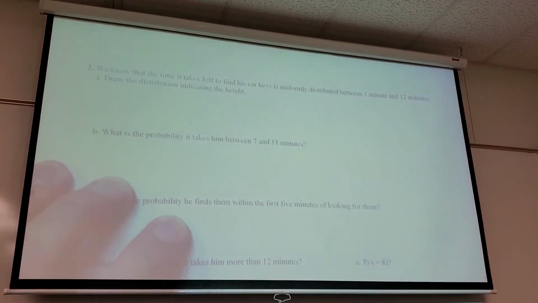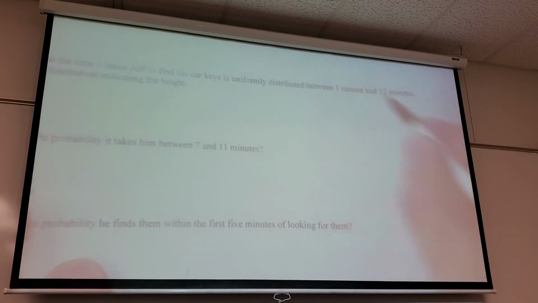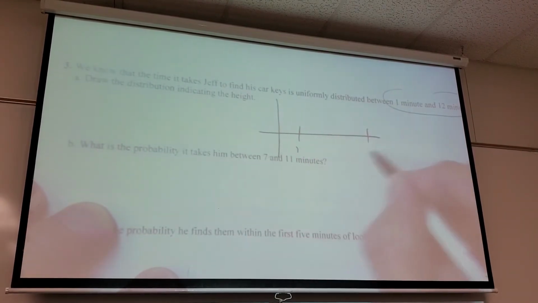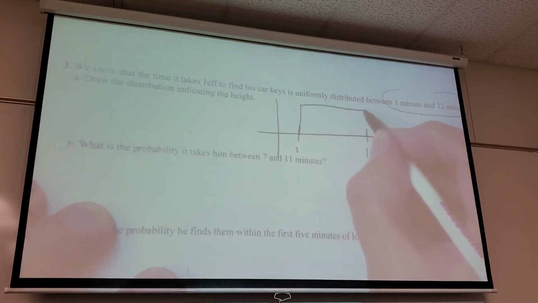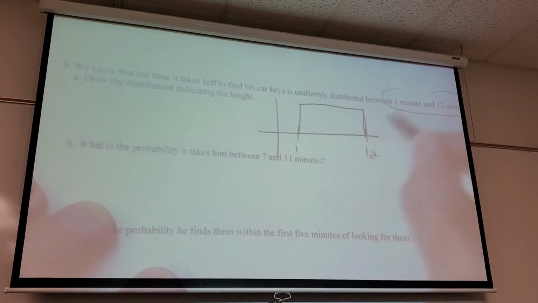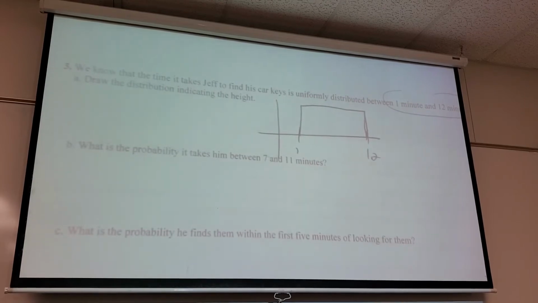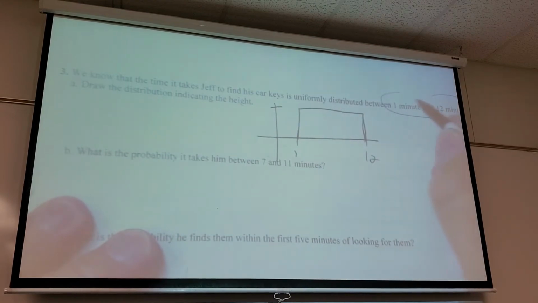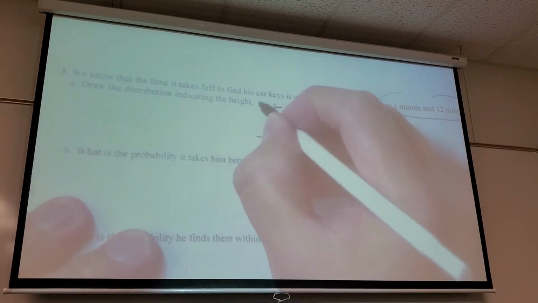So if you draw this, it goes from 1 to 12 minutes. Uniform, which means it's going to be the same height all the way across. Nobody has any more likelihood than the other. And one of the most important things is what the height is going to be, because that's going to determine what the probabilities are. And how tall was this thing? 1/11.